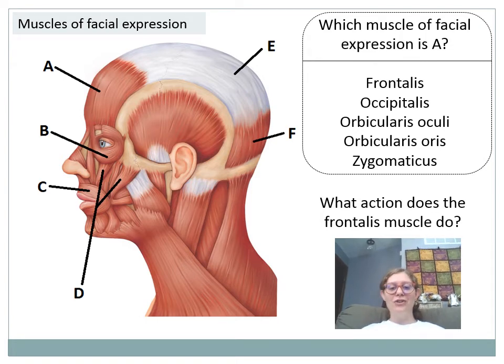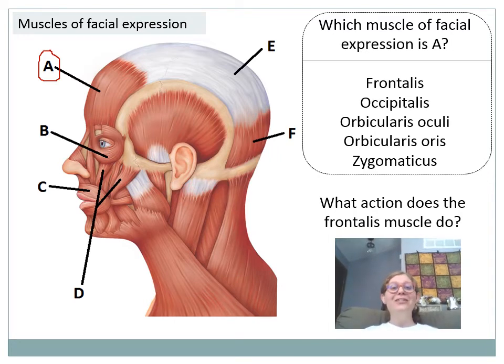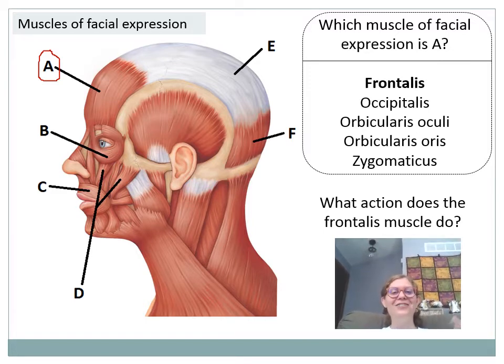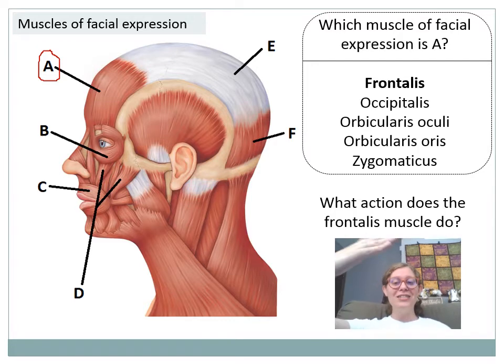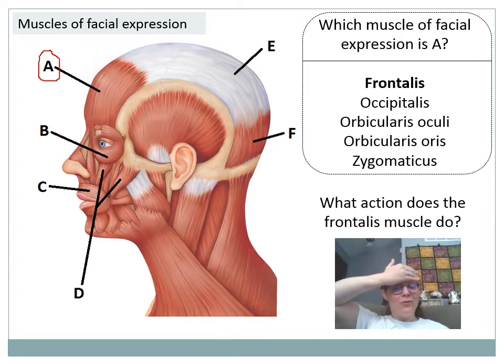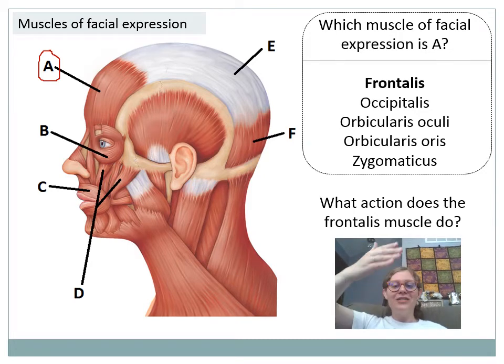All right, so we are going to take a look at the first muscle of facial expression. We are going to be taking a look here at A. So here is A outlined in that little red circle. Which muscle do you think A is? Well, it's in the front of your head. This is the frontalis. So this is a frontalis muscle. If you were to take your hand just like this and put it right on your forehead, you are touching the frontalis muscle.